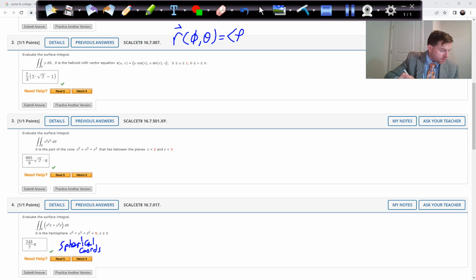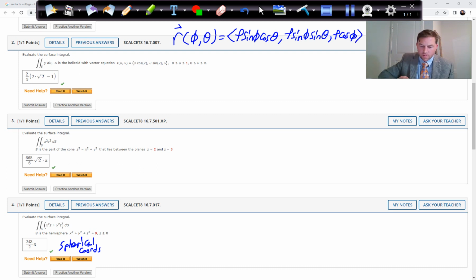times sine phi cosine theta, rho sine phi sine theta, and the z term is rho cosine phi. So that is what r would be, and the only thing we know is rho. Rho is going to be 3. So if this thing equals 9, that's rho squared, which means rho has to equal 3. So this 9 tells us what the radius of the sphere is.